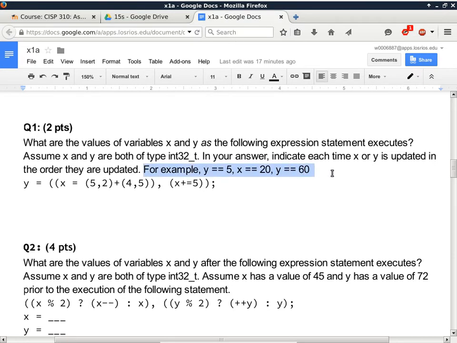I have a question. If we did y equals 5 as opposed to y gets 5, that would be fine? You can use either one. I might have switched in between. That's fine.